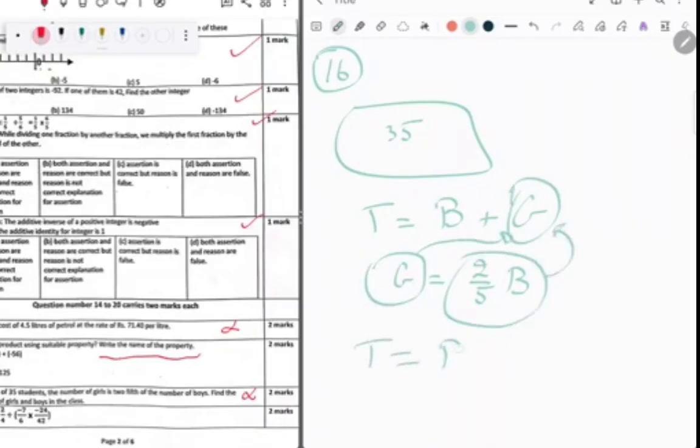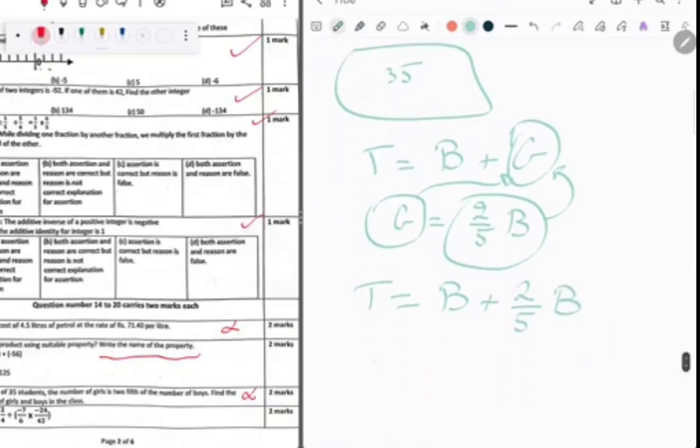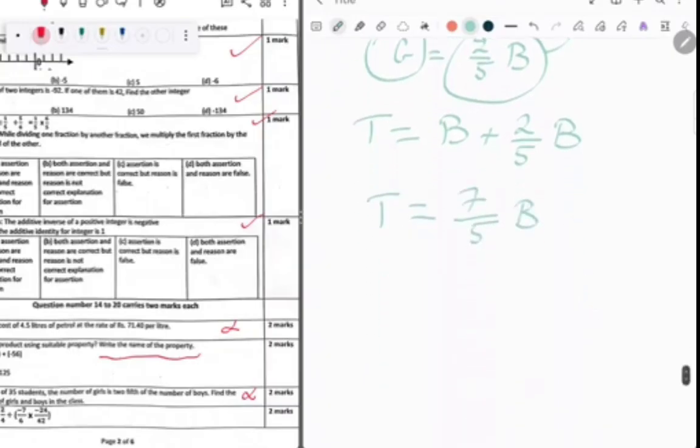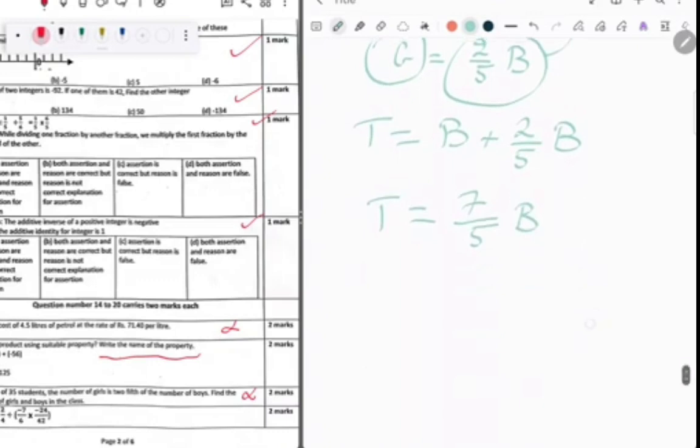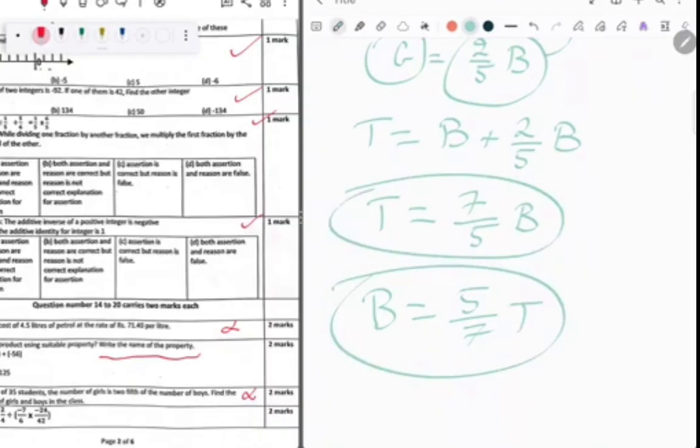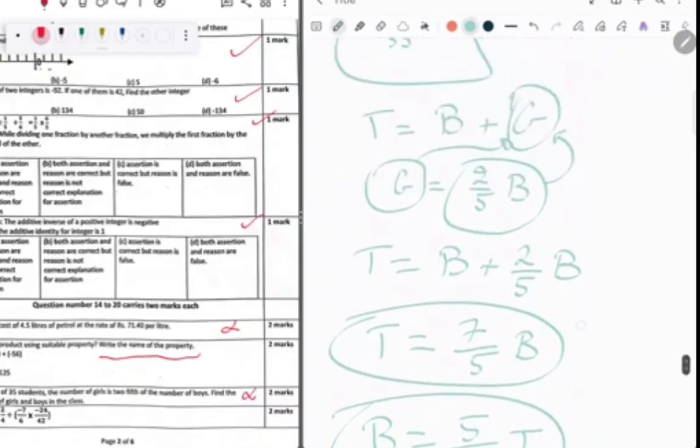So t is equal to b plus 2/5b. Now, I need to get b and t. First of all, t is equal to 7/5b. Now I've got this. Now what do I do with this? I need to think about it. I also need to write b is equal to 5/7t. So now I've written these two as I want to write them.